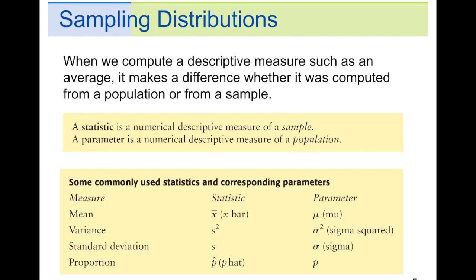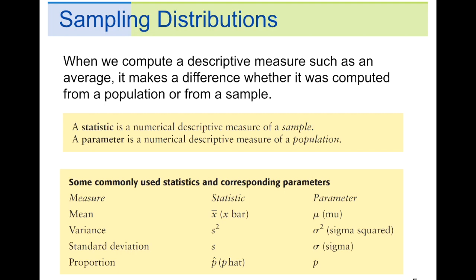When we compute a descriptive measure, such as an average, it makes a difference whether it was computed from a population or from a sample. A statistic is a numerical descriptive measure of a sample. A parameter is a numerical descriptive measure of a population. So if we say statistic, we're dealing with a sample. If we say parameter, we're dealing with a population. That's the only difference between the two.